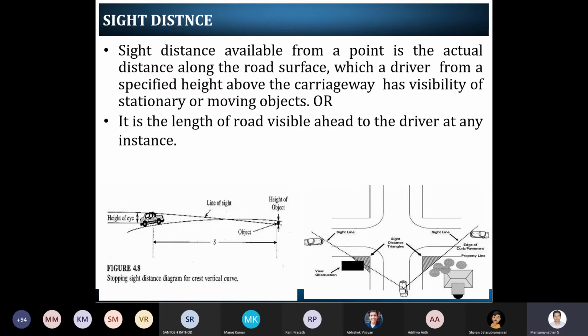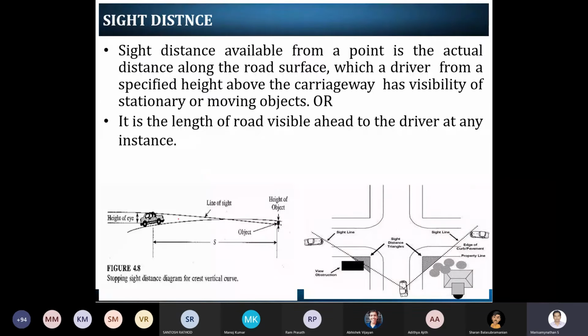So for that decision-making process as well as the reaction process to avoid the conflict, the time or the distance he or she has taken is considered as sight distance. Okay, so hope you are getting that explanation. So this is the definition given. Sight distance available from a point is the actual distance along the road surface which a driver from a specified height above the carriageway has visibility of a stationary or moving object.